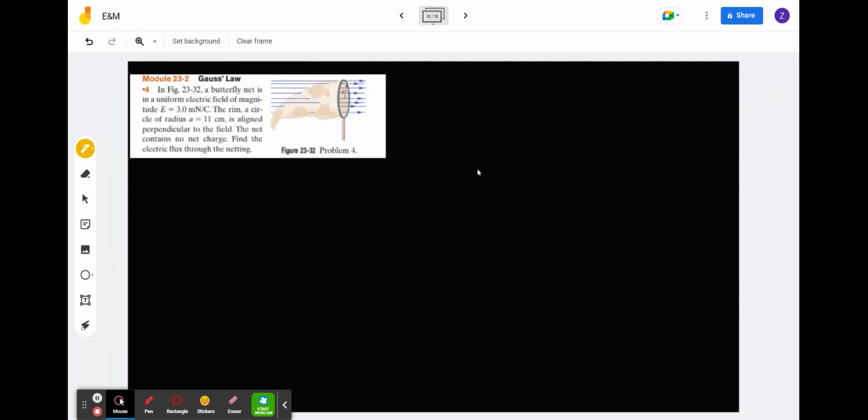Now, this last question is extremely interesting. In figure 23-2, a butterfly net is in a uniform electric field. The rim is like this, and there's a line perpendicular to the field. The net contains no net charge. Find the electric flux through the netting. Immediately, some of you might be busting out your integral of E dot dA. Okay, we need to integrate over the netting.